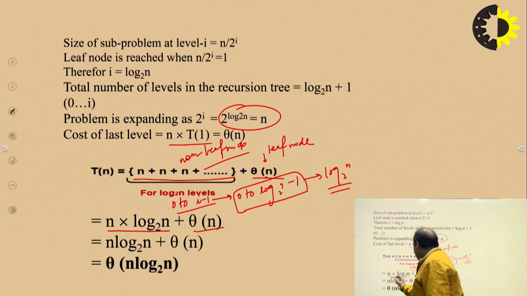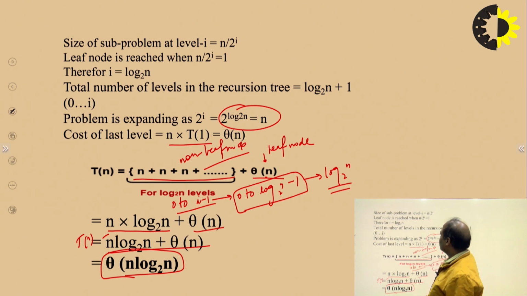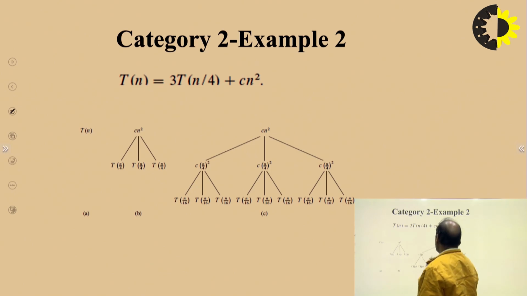So if you look at here, this is the solution, this is T(n), and if you add them together, you will see that this is equal to big theta of n log n base 2. So this is the first example where the cost at each level remains the same. The second category of example is when the cost at each level is not the same. Look at here.